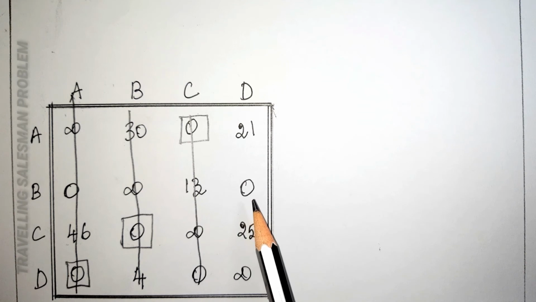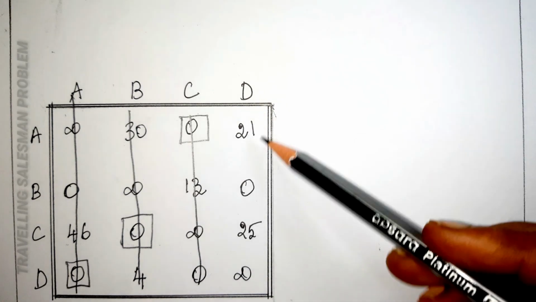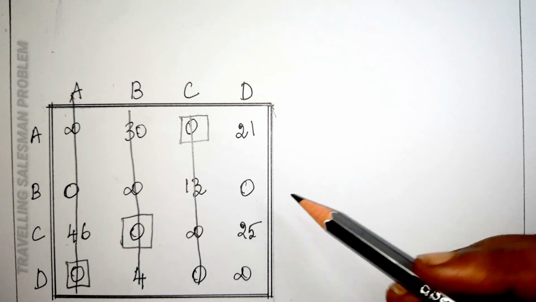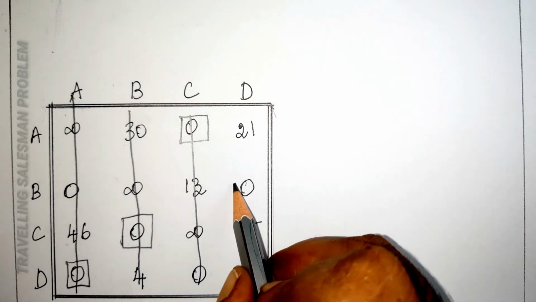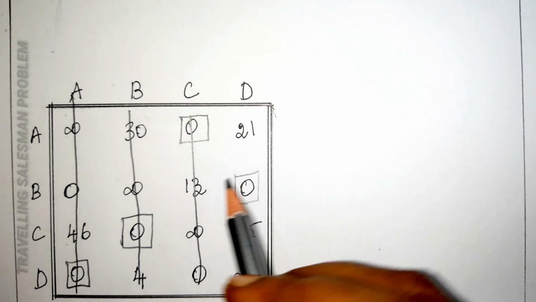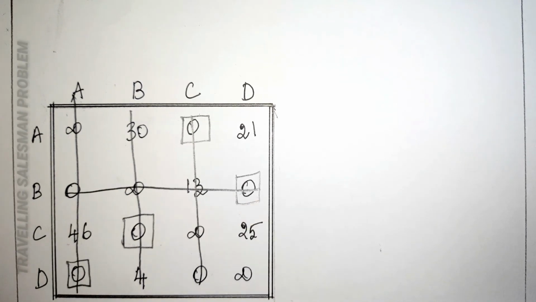Here the 0 is not covered with lines. So we have to go for column scanning. The first three columns are already cancelled. So you have to check the fourth column. In the fourth column we have a single zero. So you put a square on it and then you have to draw a horizontal line passing through that zero.